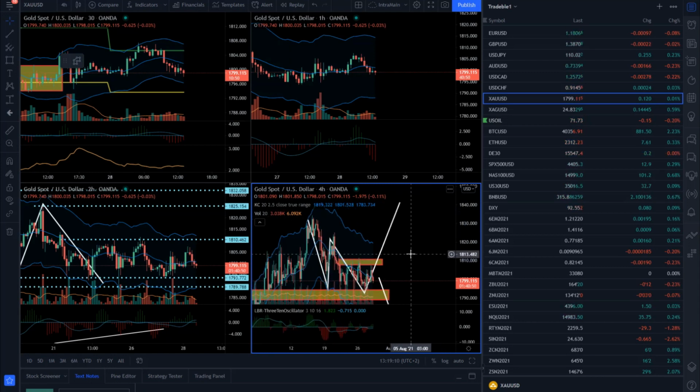This is definitely a heavy contraction and consolidation, which will at some point, I think, and usually after such a big fundamental event like FOMC, we will have some kind of breakout. So watch for the breakout on gold.